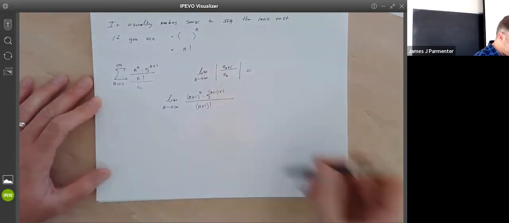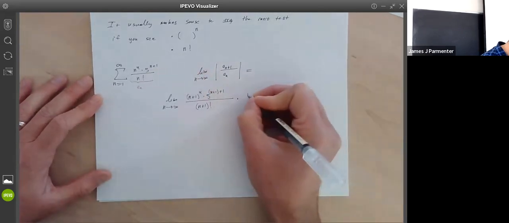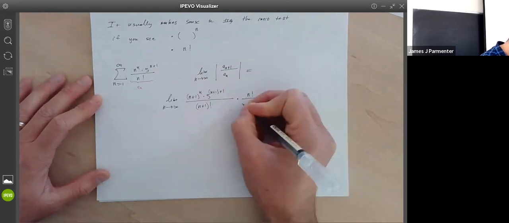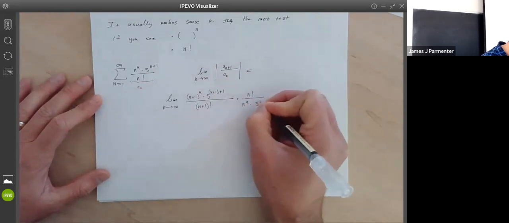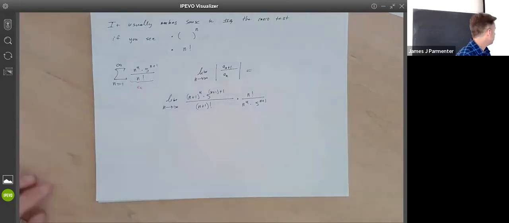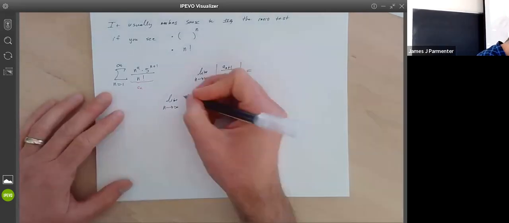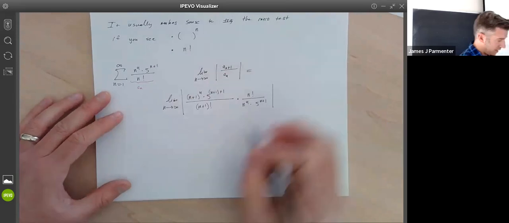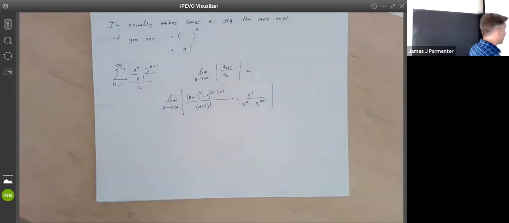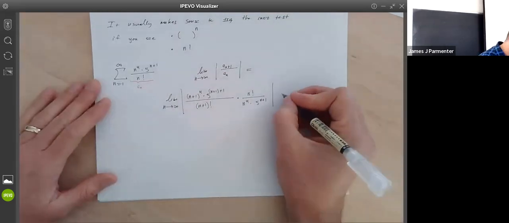And then instead of dividing by this, that's our a sub n, let's multiply by its reciprocal: n factorial over n to the 4th times 5 to the n plus 1. And then, yes, technically there should be some absolute values here, but I can see that every term here is positive, so we can just drop the absolute values right away. The only time you really need them is when you have something alternating, like a negative one to the n, and even then it's still pretty easy to get rid of them if you want.